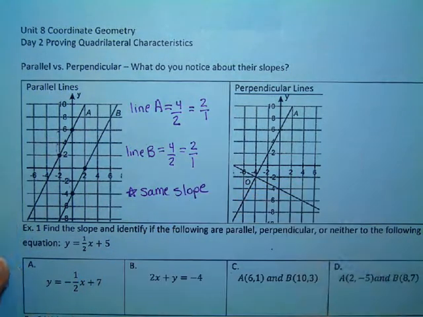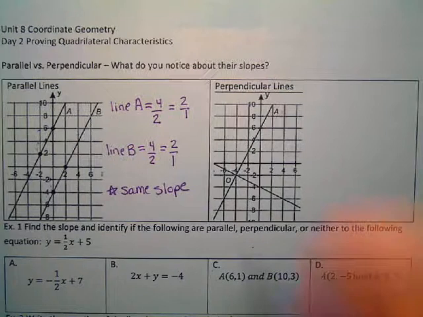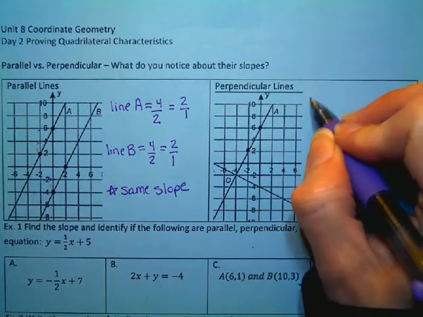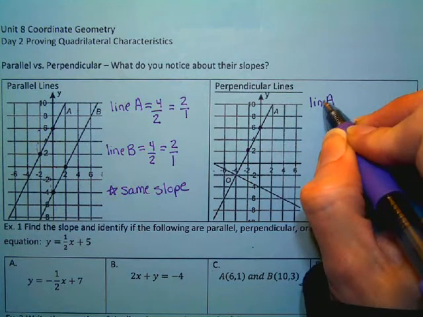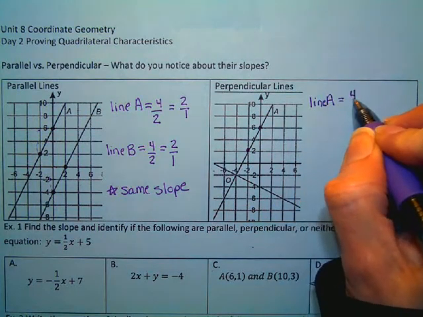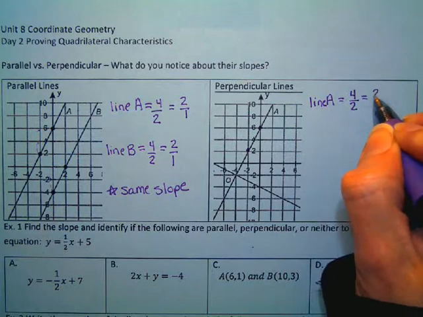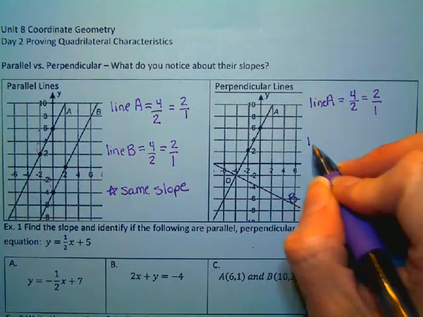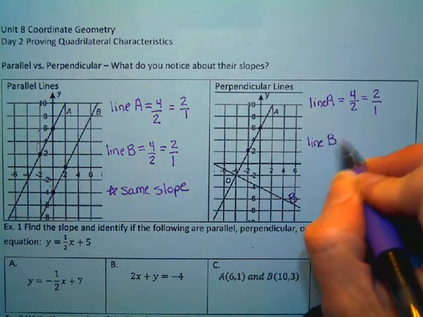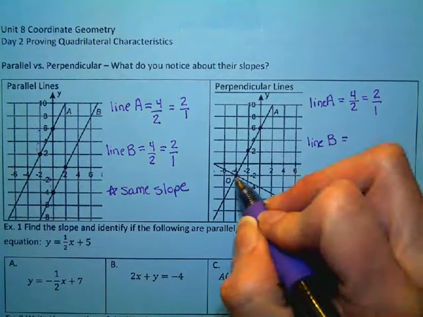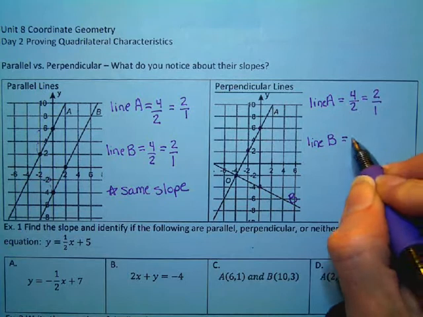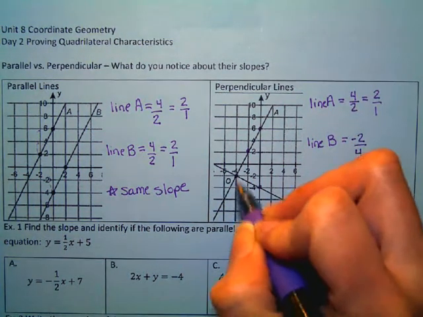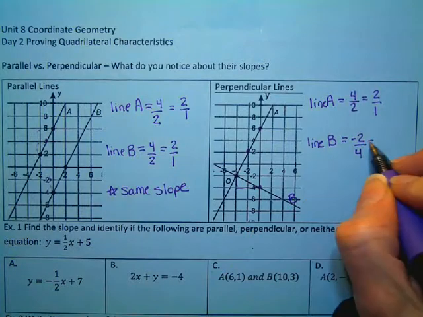Let's see what happens with perpendicular lines. Here would be a point, here's a point, so we'll say line A has a slope of 4 over 2 again, which reduces to 2 over 1. This should be line B, it got cut off on the picture. Line B will say, go from that point to this point, it goes down 2 over 4. That reduces to negative 1/2.